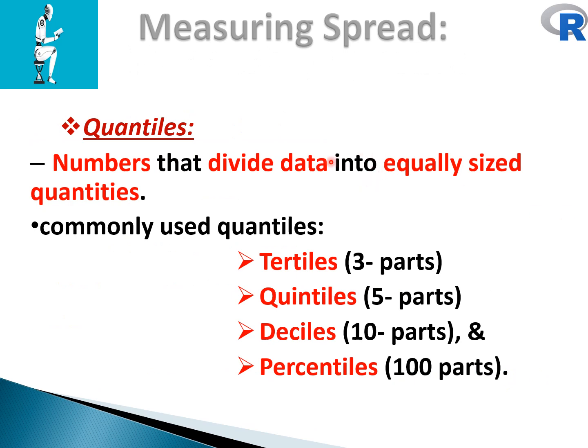Then like quartiles, we can have some other measures: numbers that divide data into equally sized quantities. Mostly used quantiles are tertiles, quintiles, deciles and percentiles. Tertiles are values which divide the data into 3 equal parts. Quintiles are measures used to divide the data into 5 equal parts. Deciles divide the data into 10 equal parts. And finally percentiles divide the data into 100 equal parts.